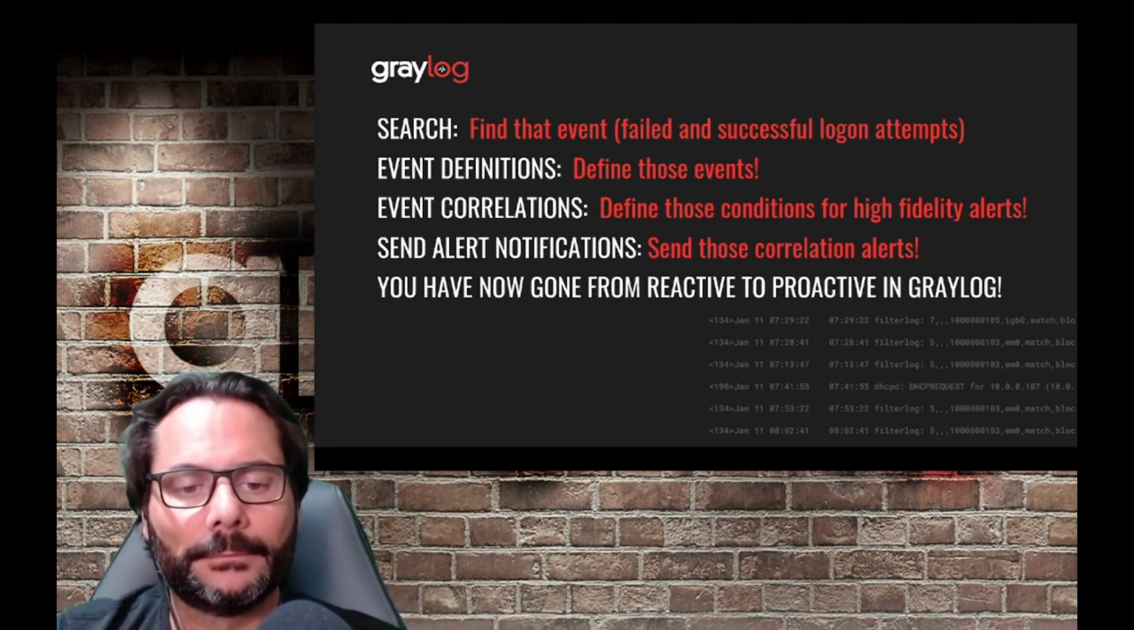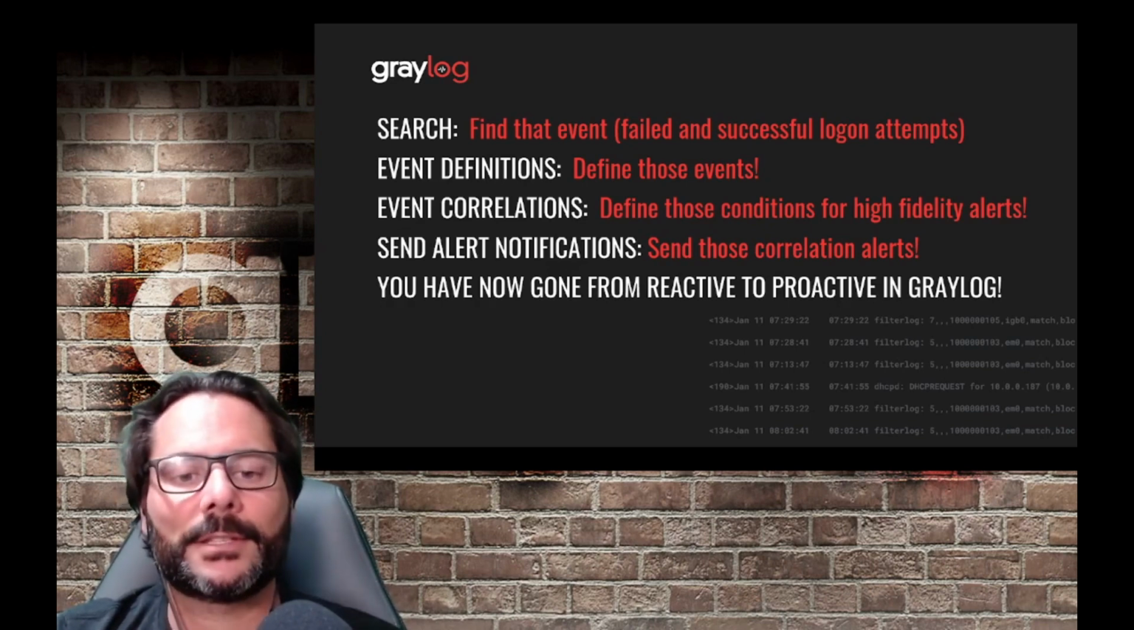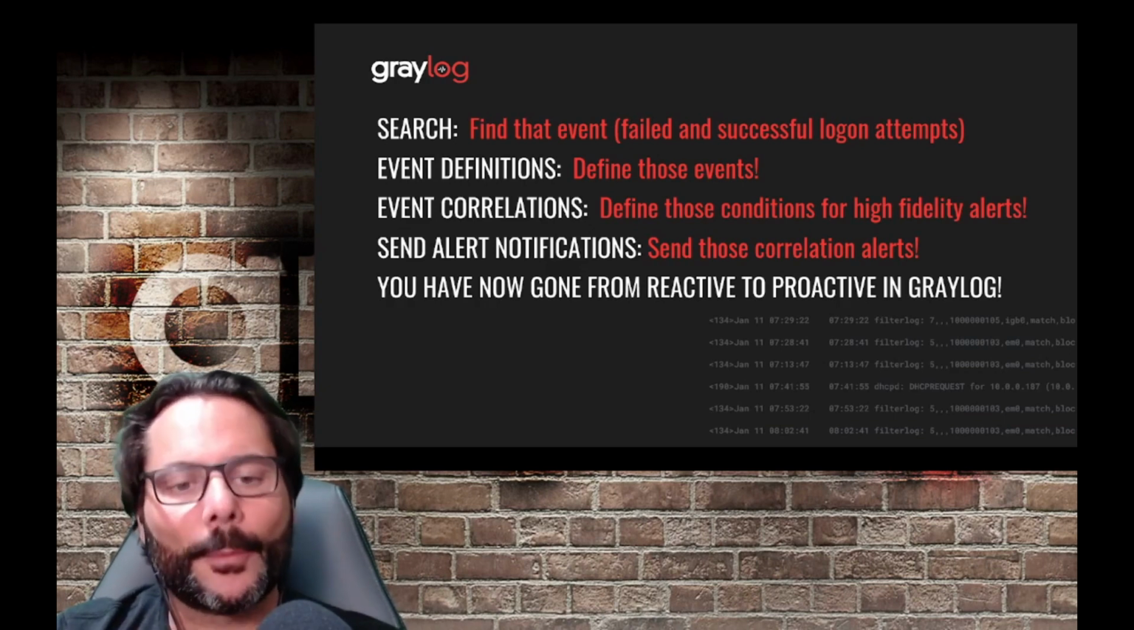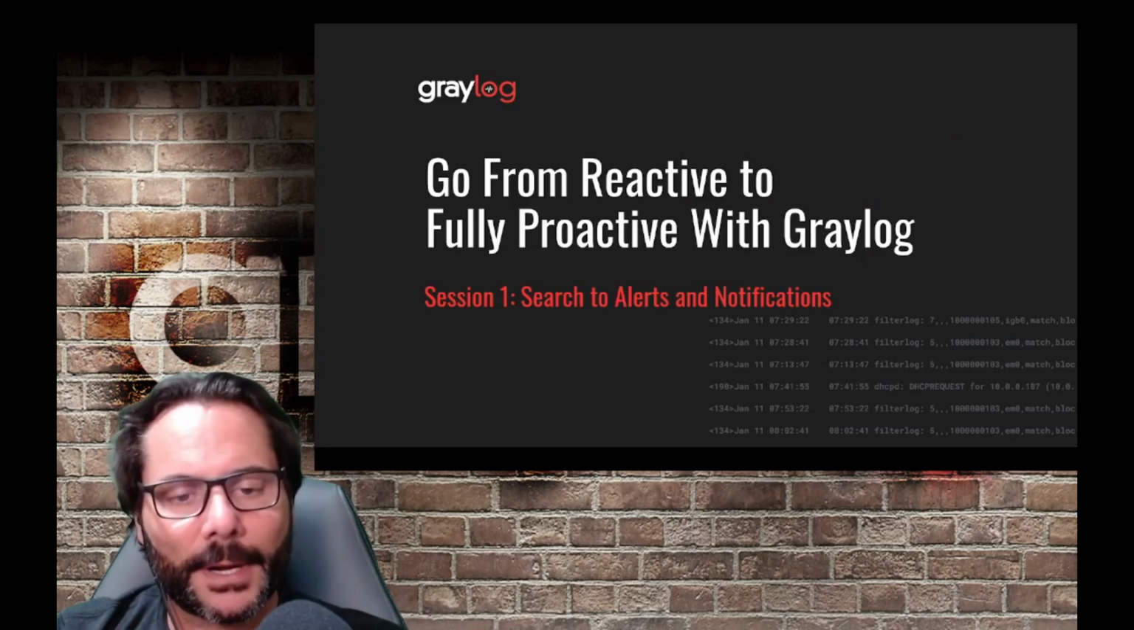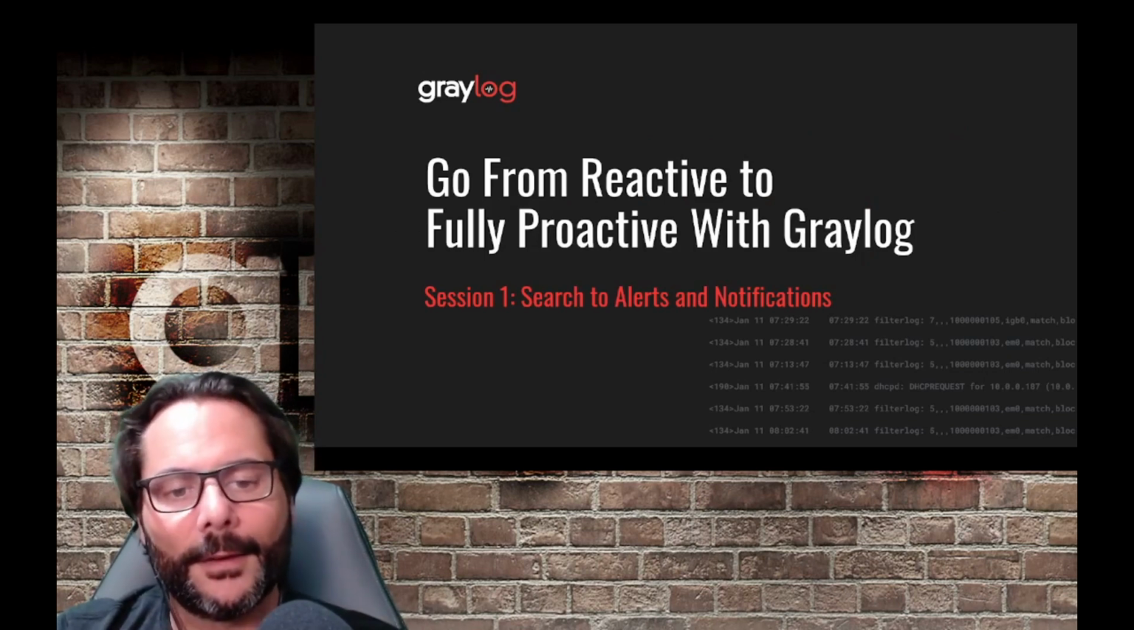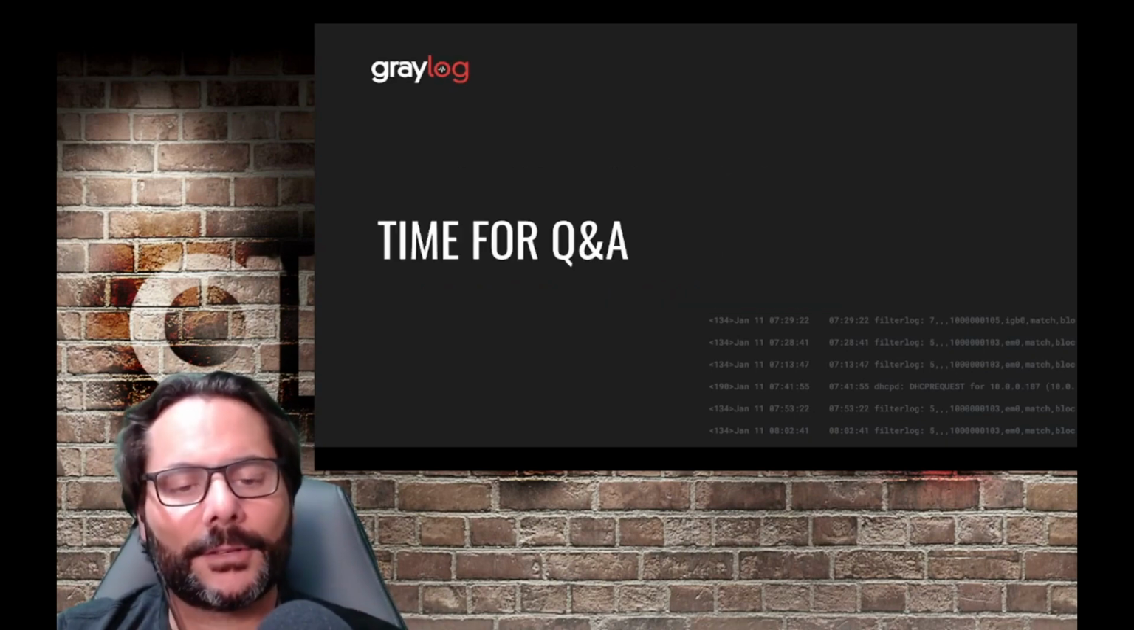So guess what? You've now gone from reactive to proactive in Graylog. You're no longer searching for those events manually. Graylog is doing it on your behalf and notifying you when it occurs. Thanks for joining us at the Go from Reactive to Fully Proactive in Graylog, session 1. Let's get to the Q&A.